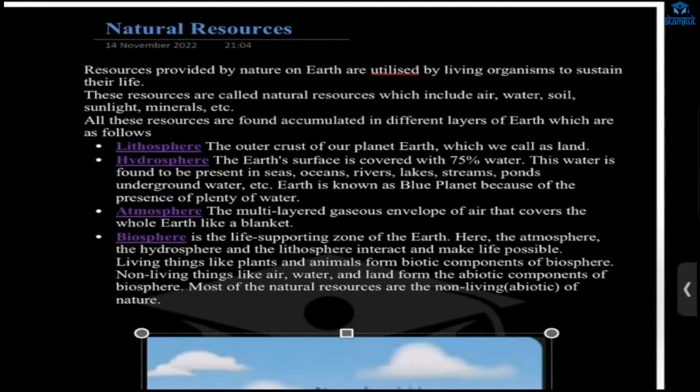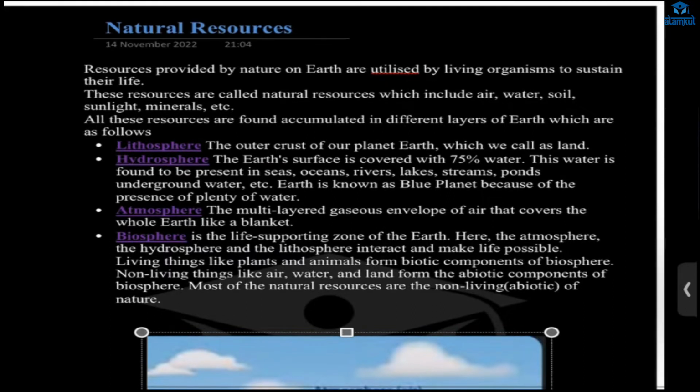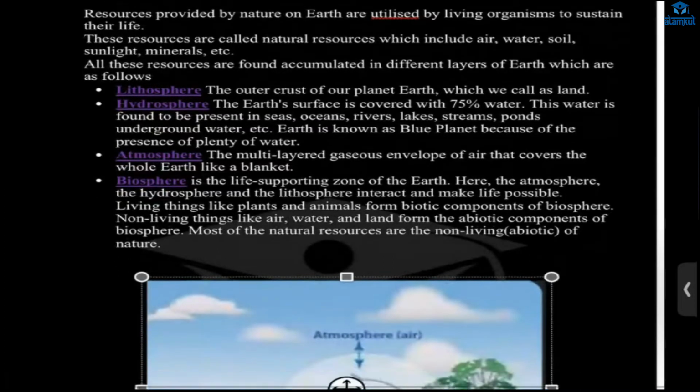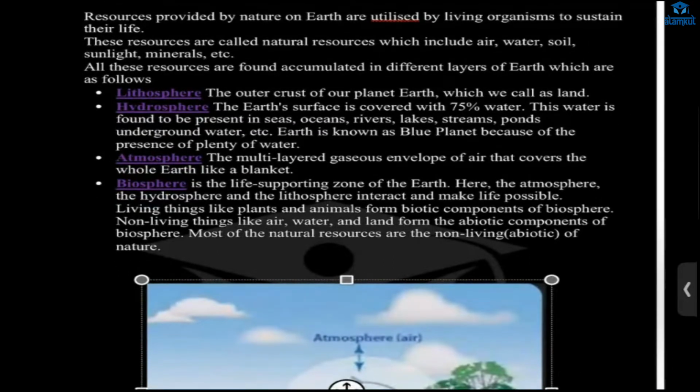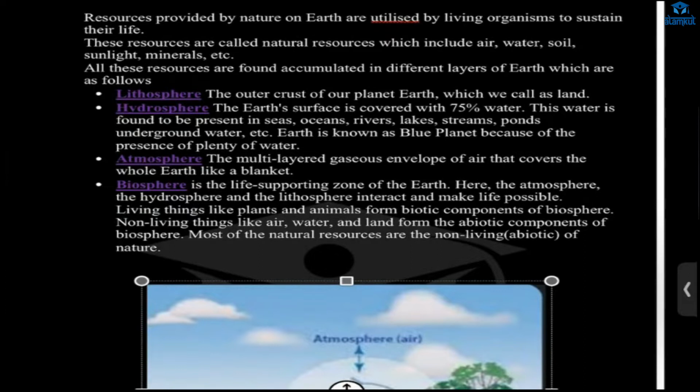What are those? See, resources are there in the earth, right? And they are utilized by us for our survival. It is a necessity to our life. And these resources are called natural resources, like air, water, soil, sunlight, and minerals, etc. Now, the natural resources are found in different layers.